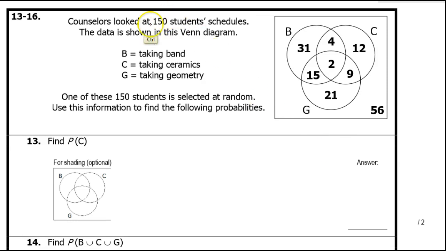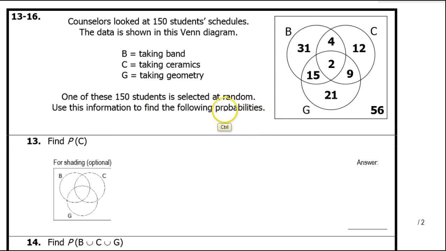So counselors look at 150 student schedules. The data is shown in this Venn diagram. B means these are students that are taking band, C, taking ceramics, and G, taking geometry. So band, ceramics, and geometry. One of these 150 students is selected at random. Use the information to find the following probabilities.